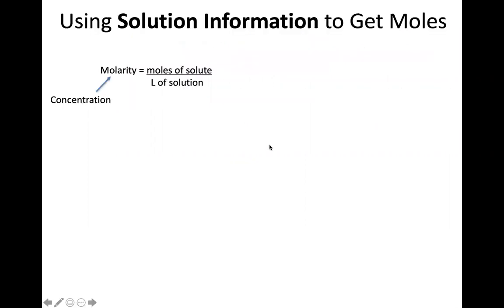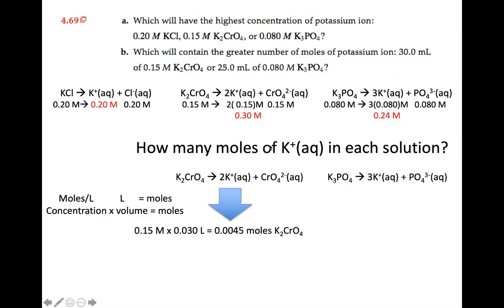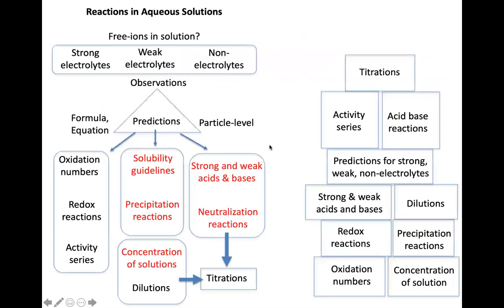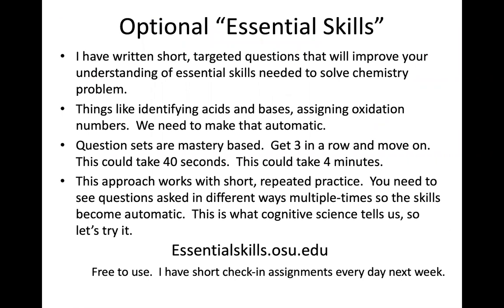Now, within here, let me jump down. I want to share one piece of information with you. We mentioned last time that I could put together a resource that I think would help you get some practice with these different ideas. So I went ahead and did that. I've written some short targeted questions that I think are going to help improve your understanding for some of the basic skills we need in chapters 4, 5, and 6. Things like identifying acids and bases, assigning oxidation numbers. Let's see if we can get that automatic by just some really simple practice.